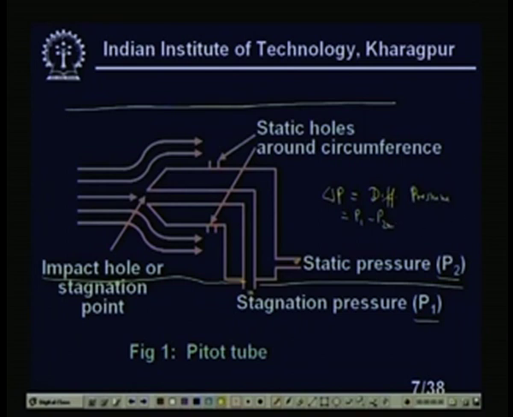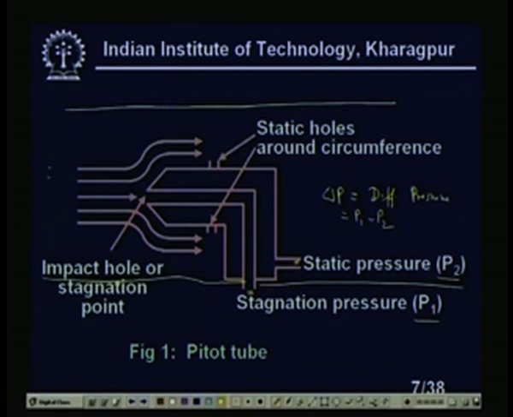So, this is P1 minus P2. This is the differential pressure, and this is our stagnation pressure. If the flow velocity increases, P1 will also increase, so delta P will also increase, right. So by measuring these differential pressures, I can calibrate this in terms of flow velocity, right.